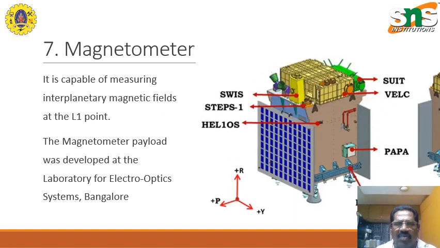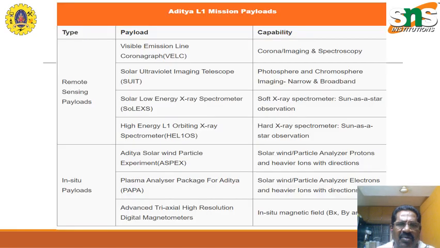The seventh payload, the magnetometer, is capable of measuring interplanetary magnetic fields at the L1 point. The magnetometer payload was developed at the Laboratory for Electro-Optics Systems at Bangalore. We see here the PAPA, the SUIT, the VELC, SWIS, the Helios, etc. All these are the seven payloads.